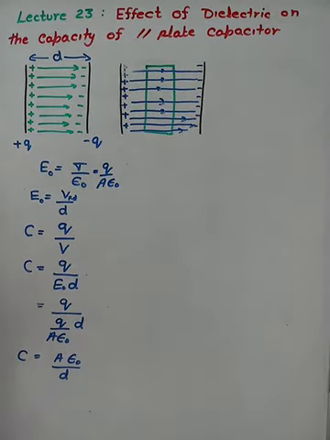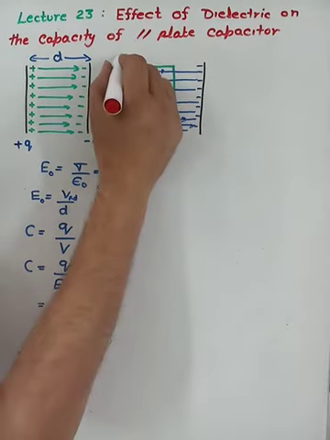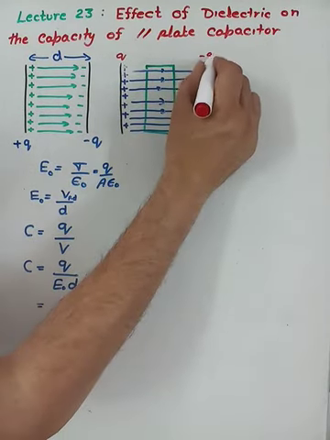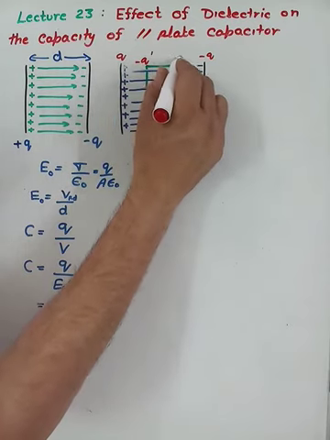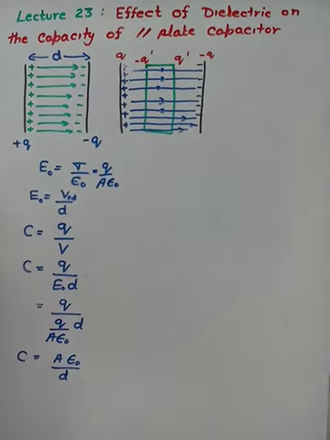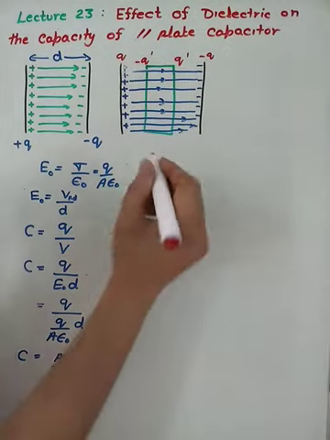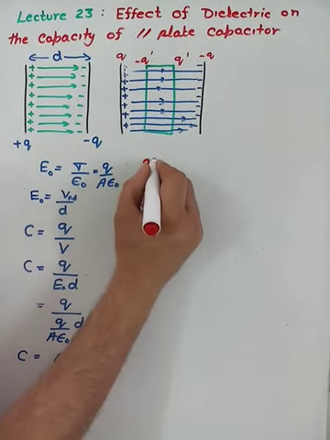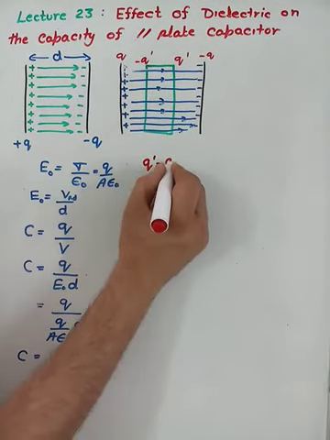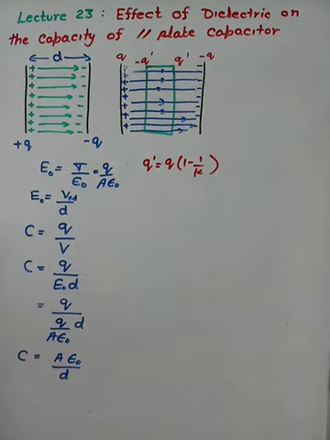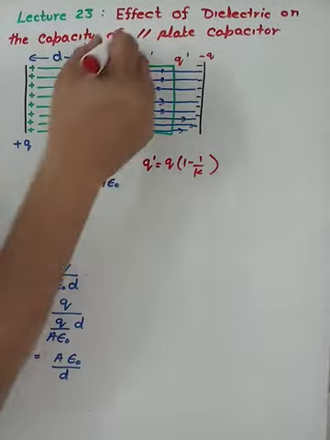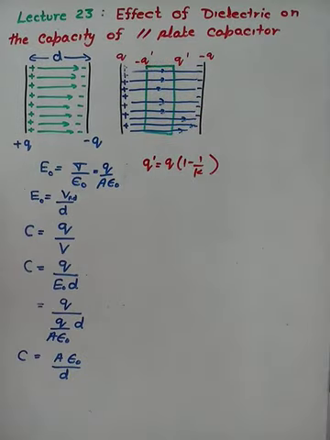But a charge is induced. Here we have Q, here we have minus Q. Some induced charge is there, minus Q dash and plus Q dash. Now the induced charge, I have just derived in our previous chapter, Q dash is equal to Q into (1 minus 1 by K). That means this induced charge is less than the charge on the plates.